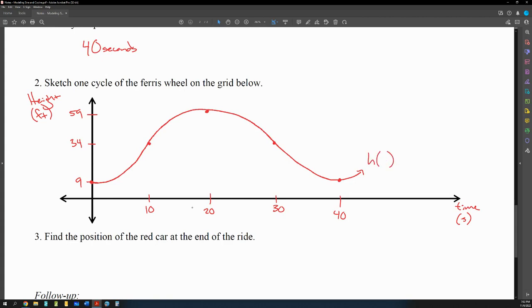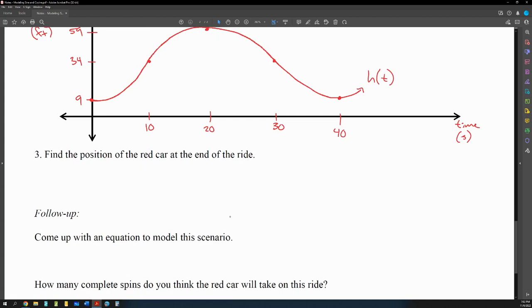Actually, let's call it h of t because it's the height. It's the height per unit time. So then what we're looking for is h of 3 minutes. Well, remember our units are in seconds, so I need to know how many seconds is 3 minutes. I know that each minute is 60 seconds. So therefore, we're looking for h of 180.